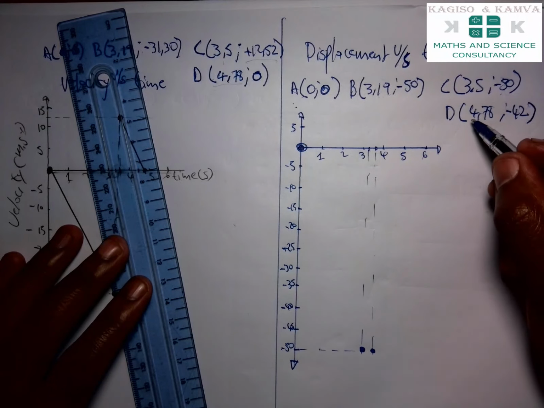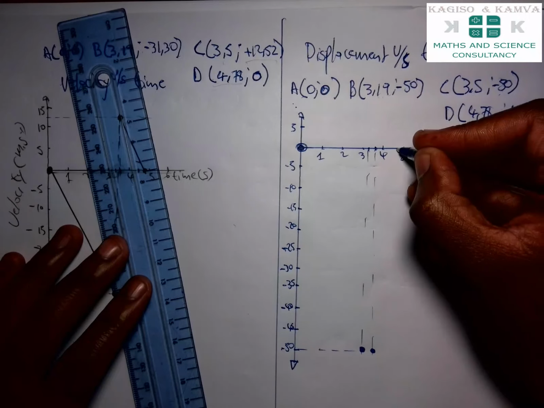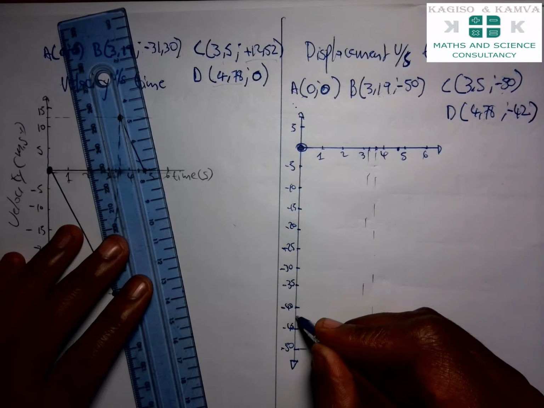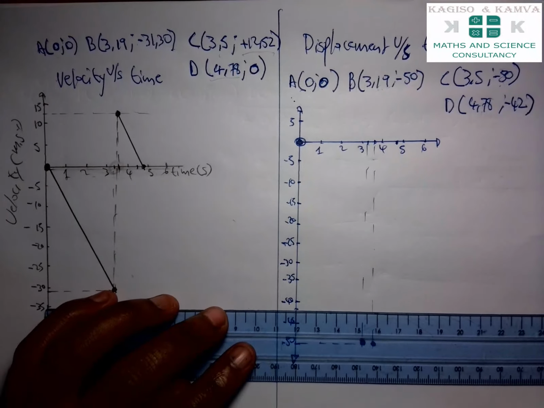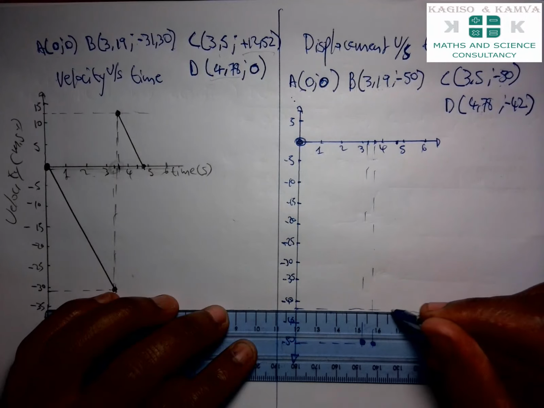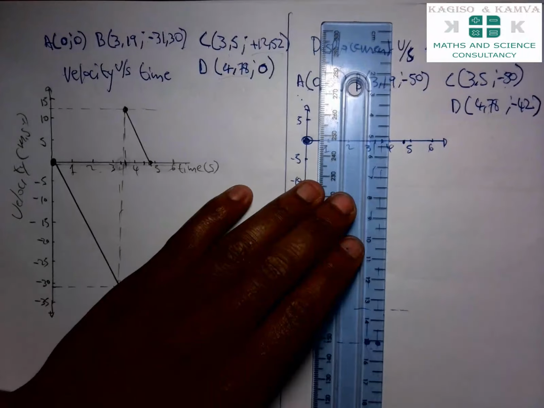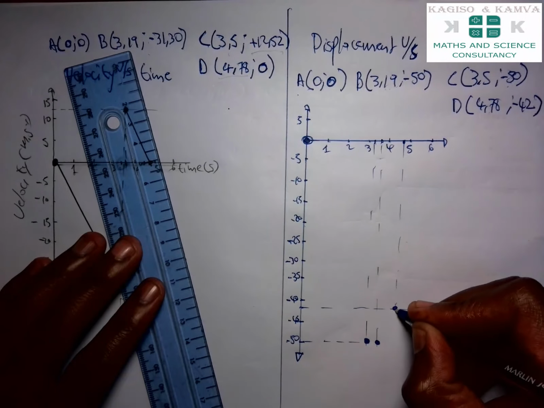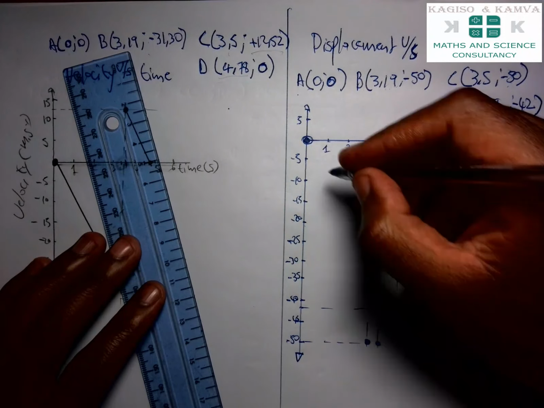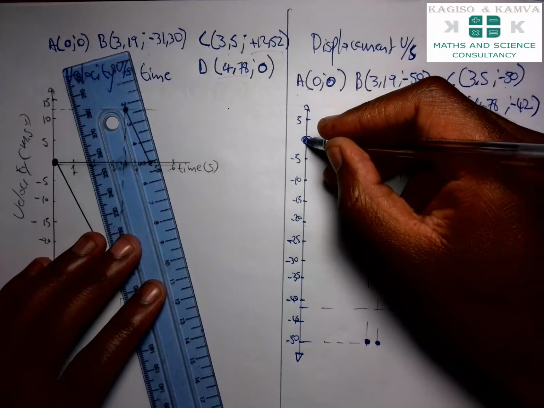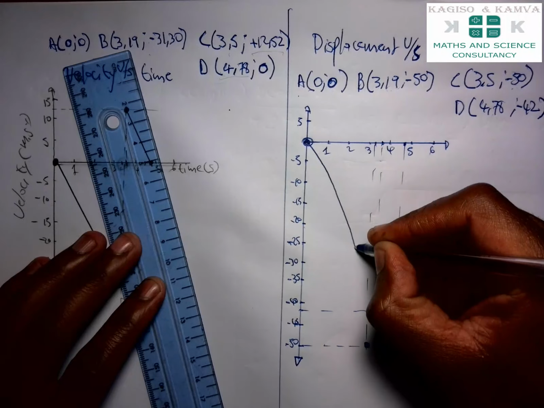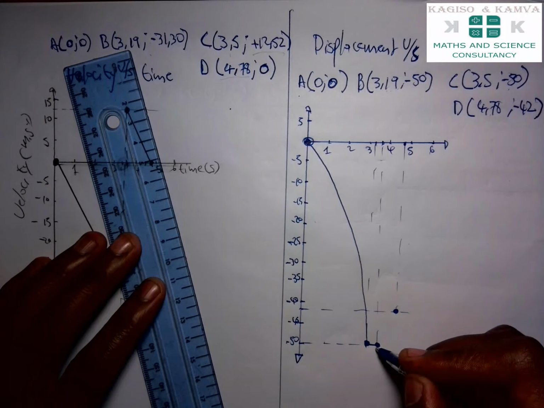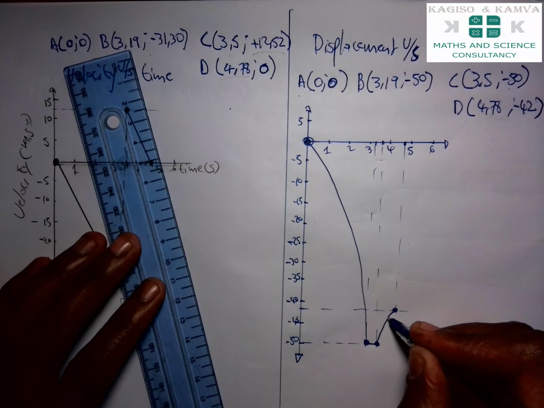And now the time is 4.78. 4.78 is somewhere there, and it is now negative 42. Negative 42 somewhere there, and with the cross we have our point there. So the displacement time graph is a parabola. We're going to have our graph like this, and we join these two, and we go like that.